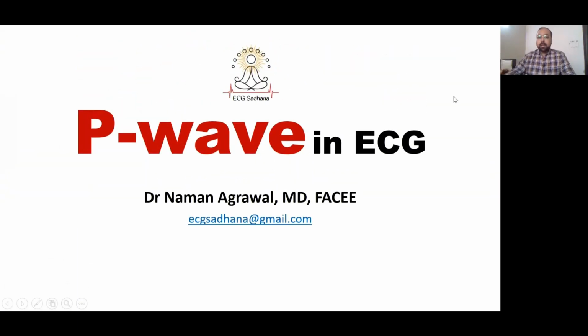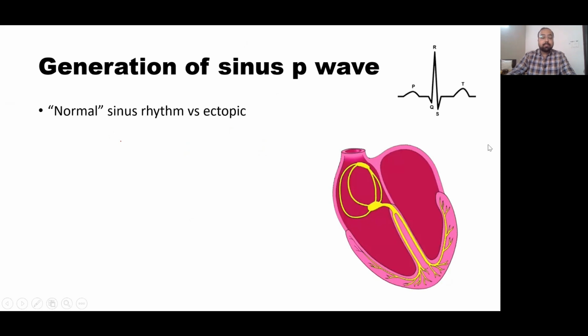Now let's try to understand the P wave in the ECG. This is one component which is commonly overlooked by a lot of physicians. They focus more on the QRS complexes, on the ST-T segment for ischemia and other diagnoses. But understanding the P wave is very, very important for chamber enlargements, for rhythm analysis, and for tachycardia and bradycardia analysis as well. So let's delve into the understanding of the P wave in the ECG.